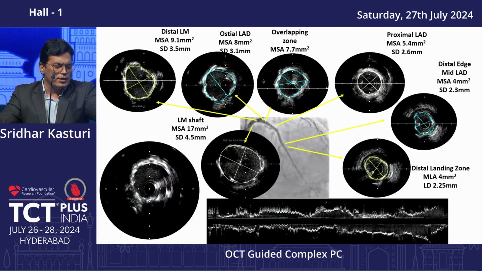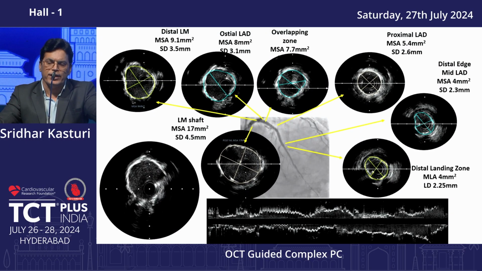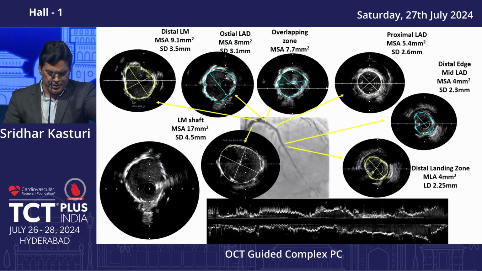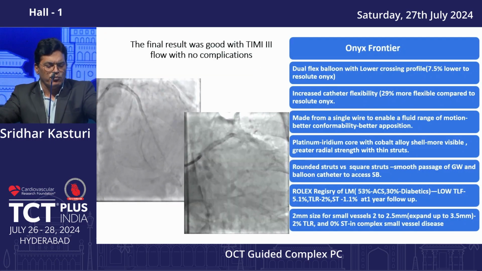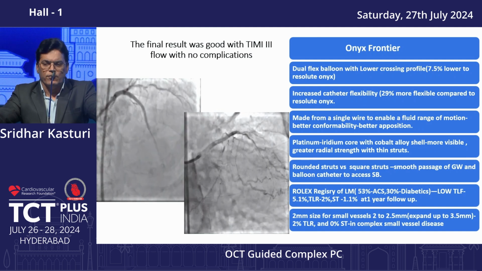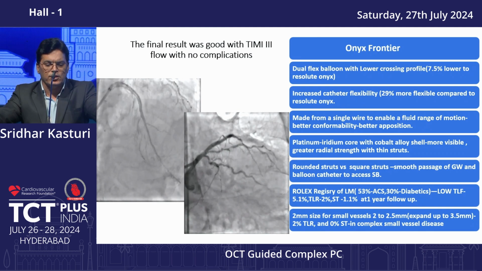But always aim for achieving the better MSA within the limits of the vessel size. So this is the final angio. You see nicely flowing LAD. And why Onyx do we prefer for these patients?